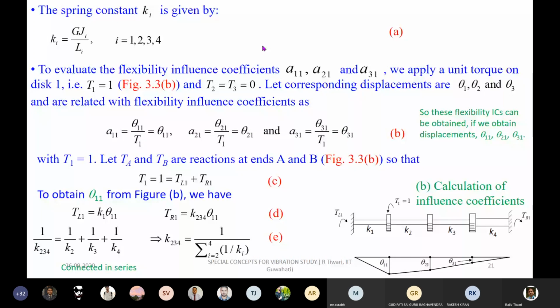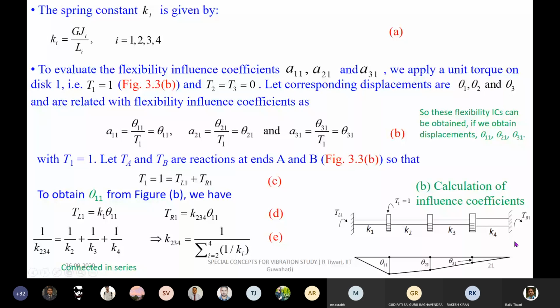So the stiffness of the shaft segments K1, K2, K3 can be obtained using this: GJ by L i. J is the polar moment of area, which for the torsion case is pi d to the fourth by 32, which you already know. L is the length of the shaft segment. So these are the stiffnesses of the four shaft segments, K1, K2, K3, K4. These are the torsional stiffnesses of the four shaft segments in the system.